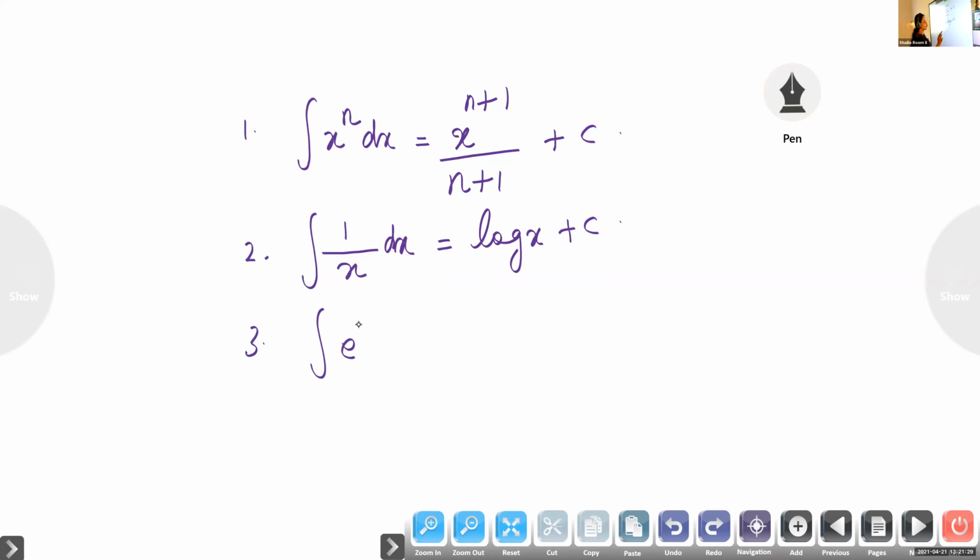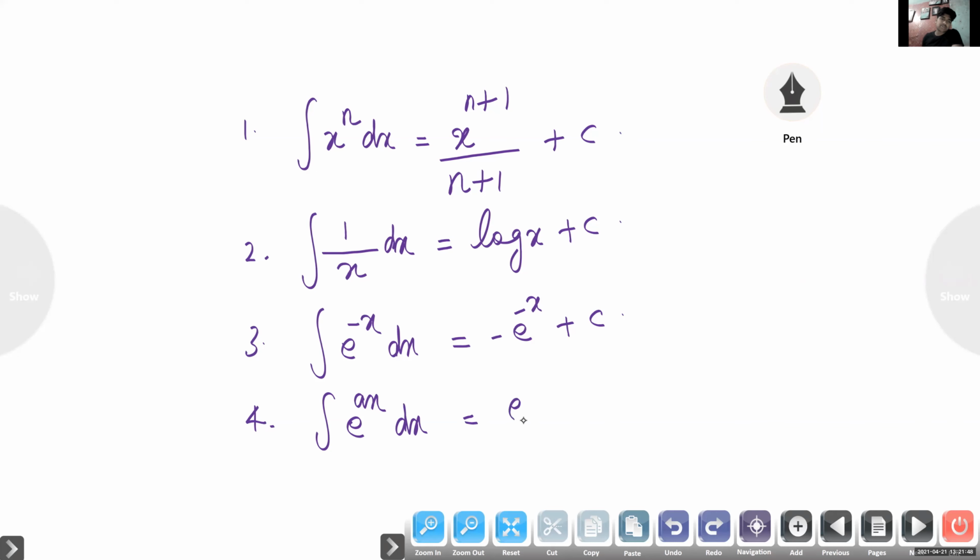Integral of e raised to minus x into dx. It is minus e raised to minus x plus c, isn't it? What about the integral of e raised to ax into dx? It is e raised to ax by a plus c.